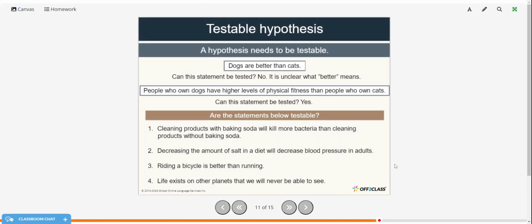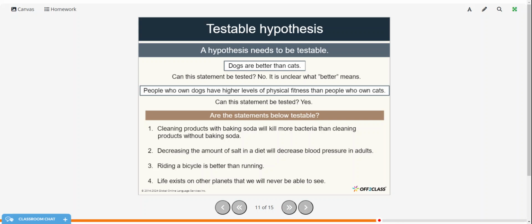Now, a hypothesis needs to be testable. So, dogs are better than cats. Can this statement be tested? No, because it's unclear what better means. People who own dogs have higher levels of physical fitness than people who own cats. So, can this statement be tested? Yes, it can. So, are the statements below testable?